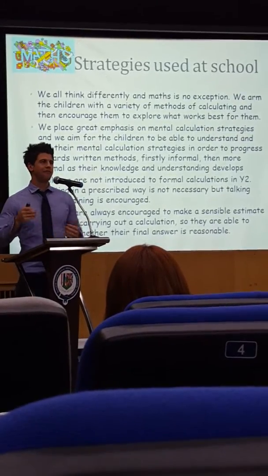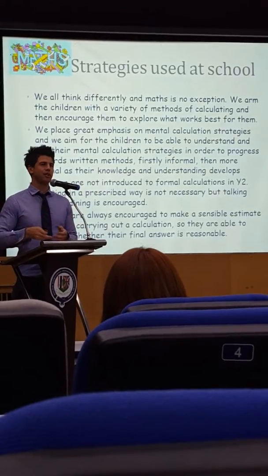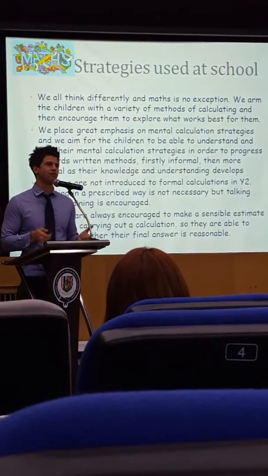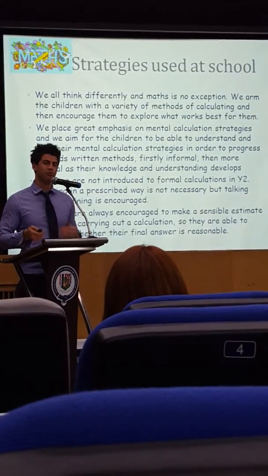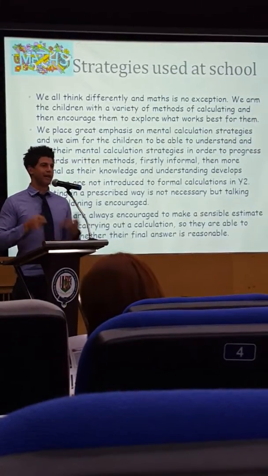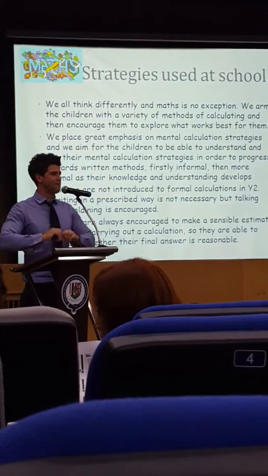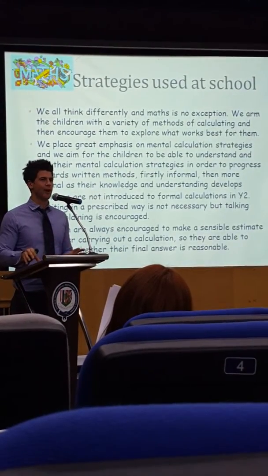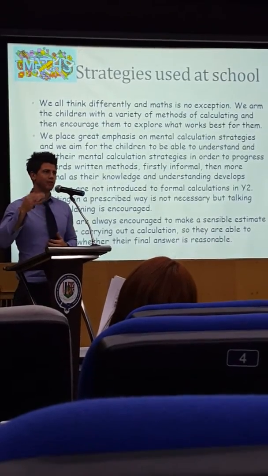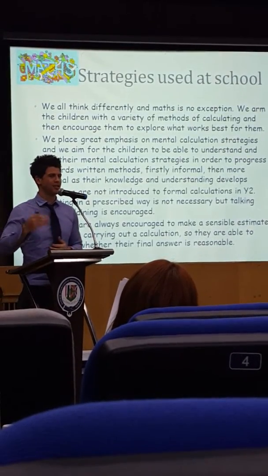Children shouldn't be really, unless they are exceptional and start using bigger numbers, they shouldn't really be exposed to column addition until they get to year 2. Informal jottings are fine. If they're partitioning the numbers and doing it that way, that's fine, so they can see what they've got. But really shouldn't be using standard column until year 2, year 3.